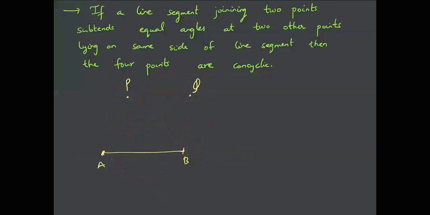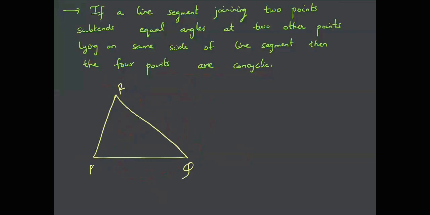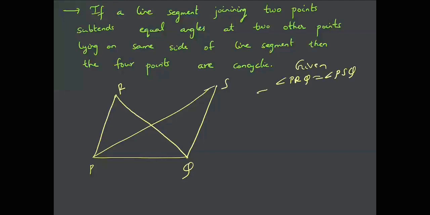Is it clear? So let us do one thing. I'm taking a line segment, say PQ. Okay, so there is a point R and angle PRQ is equal to angle PSQ. Okay, so it is given that angle PRQ is equal to angle PSQ. Then we need to prove that PQRS are concyclic. Concyclic means they lie on the same circle.